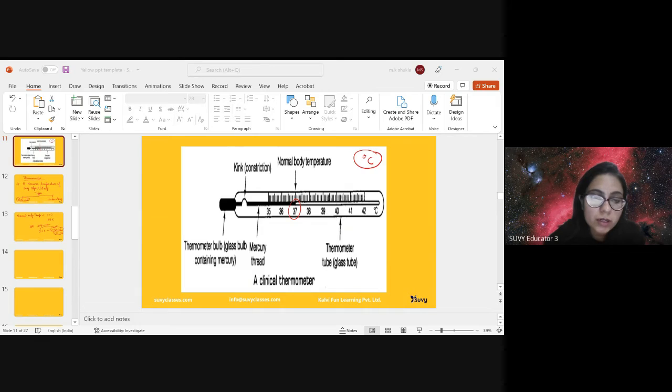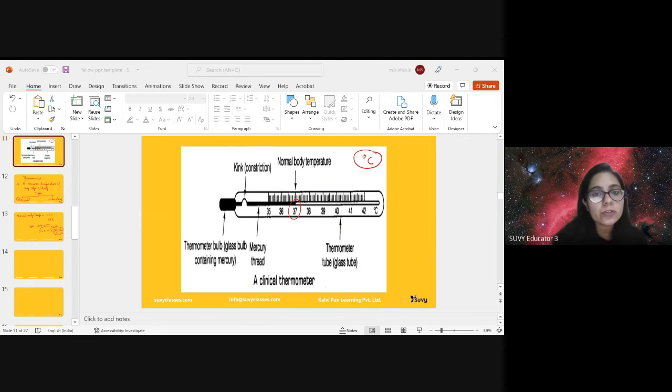If it hits some hard object, it can break. So these are the important points I have told you, so that while using it at your home, you just keep these points in mind. Not only for your study purpose, also at your home you should be aware of these points.